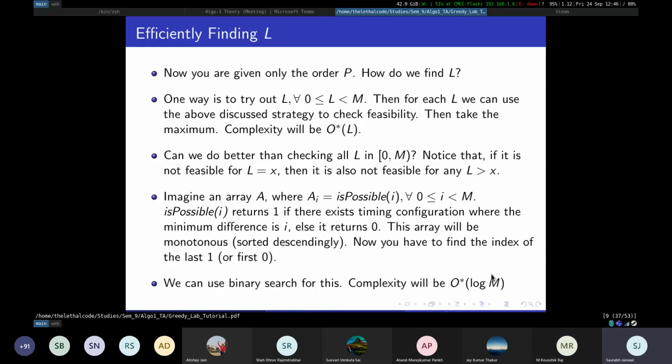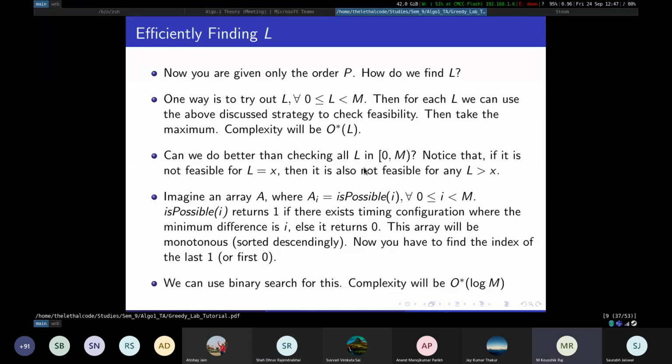So in the second point, what is x? x is some random value, some random x. Assume that it is not feasible for some random x, which is in this range, 0 to m. If it is not feasible for one such x, we can obviously conclude that it will not be working for any other such L greater than x, right? Because even for a smaller value, it is not working, means for a larger value, it won't work. Think of it like that.